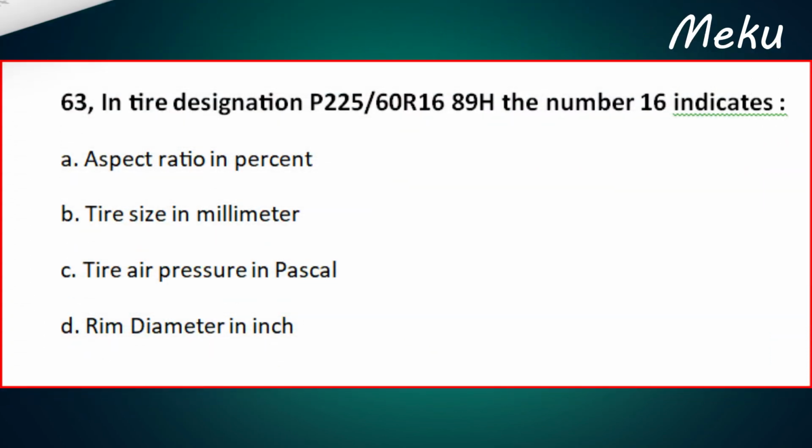63. In tire designation P225/60R16 89H, the number 16 indicates A. Aspect ratio in percent. B. Tire size in millimeter. C. Tire air pressure in Pascal. D. Rim diameter in inch.